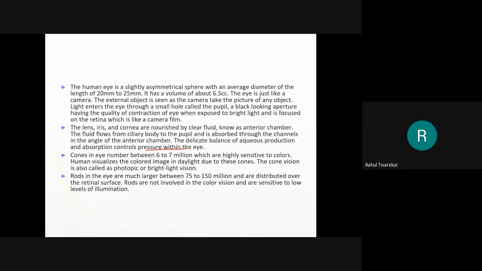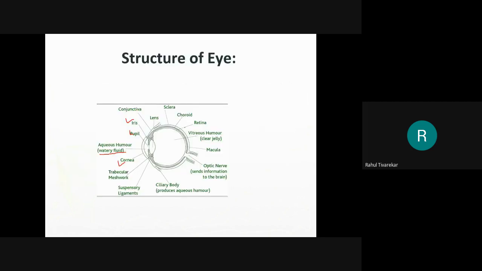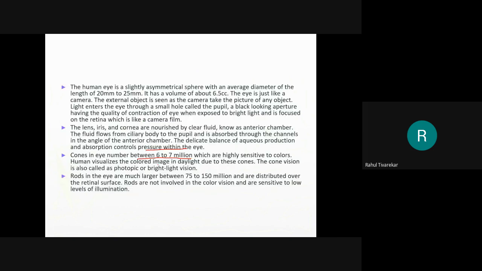The number of cones in the eye varies between 6 to 7 million. Here on the back side, this part where the image is formed will have cones and rods. The cones, which vary between 6 to 7 million, are highly sensitive to color. So the cones are responsible for identification of color. The human visualizes a colored image in daylight because of the presence of cones. The cone vision is also called photopic or bright light vision, where we can identify and discriminate between different colors.